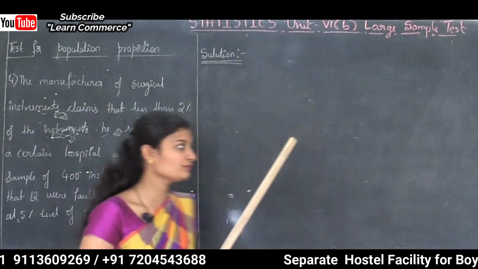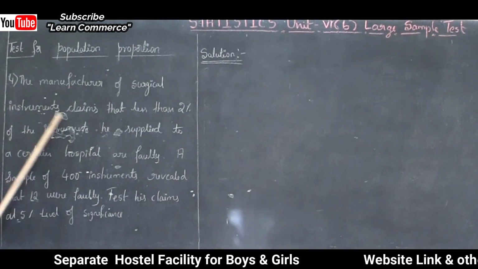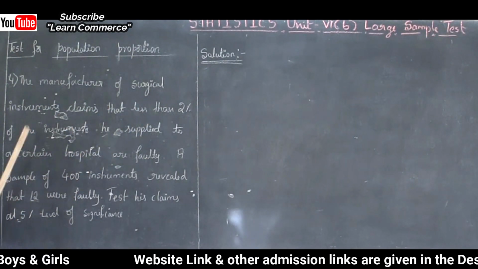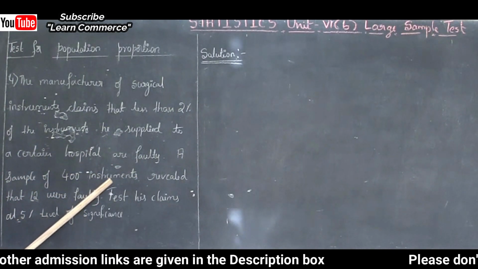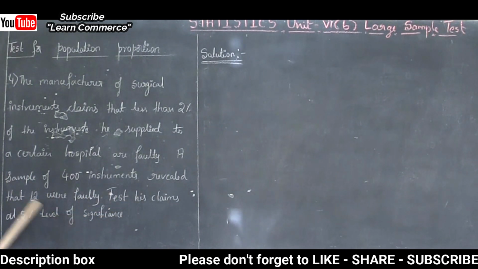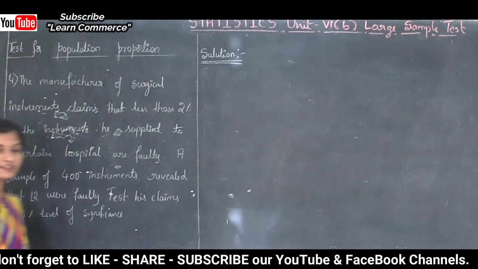Next, problem number 4, that is the manufacturer of surgical instruments claims that less than 2% of the instruments he supplied to a certain hospital are faulty. A sample of 400 instruments revealed that 12 were faulty. Test his claims at 5% level of significance. Okay, now let's see the solution part.